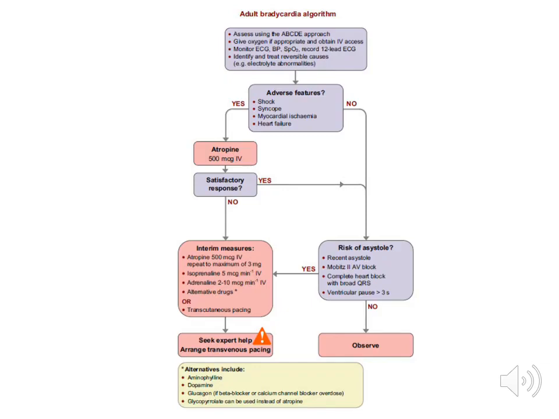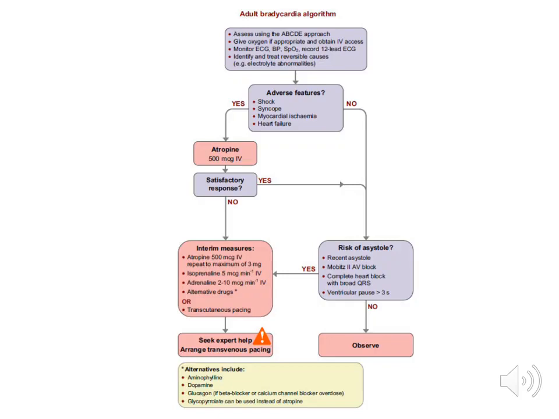atropine as the first instance. And if that fails to respond, then you go into the next box where you're repeating atropine, or you're using drugs like isoprenaline as an infusion or adrenaline as an infusion. If those drugs are not available to you or they are not working, we move on to transcutaneous pacing. Again, that's covered in ALS, and that uses a defibrillator with cutaneous pads for pacing. And if that fails, we're calling cardiology to arrange transvenous pacing.